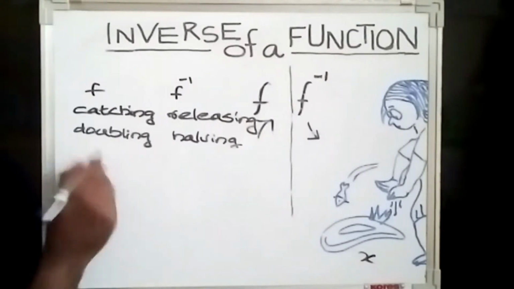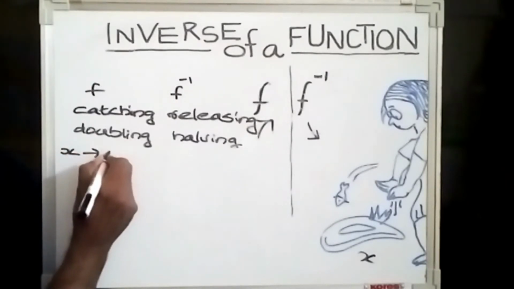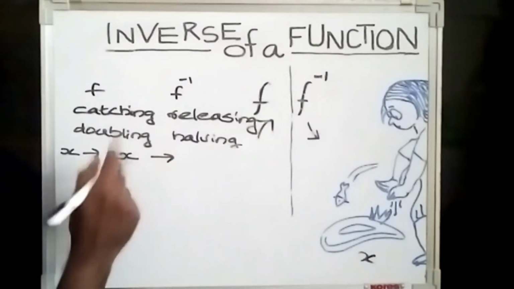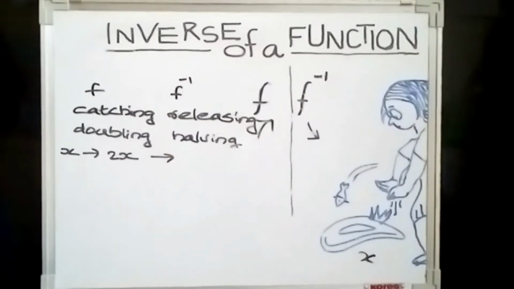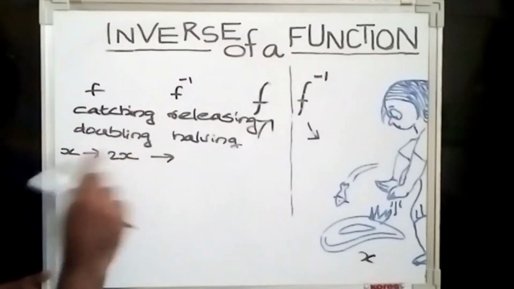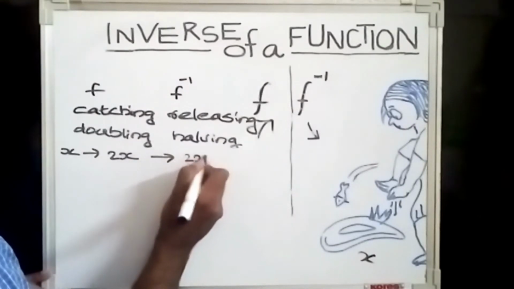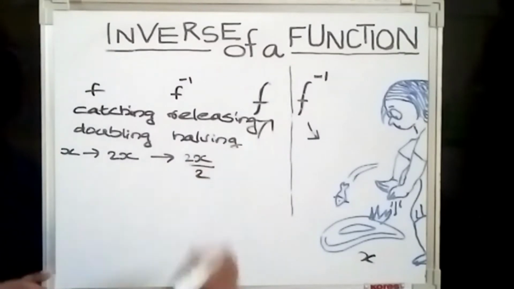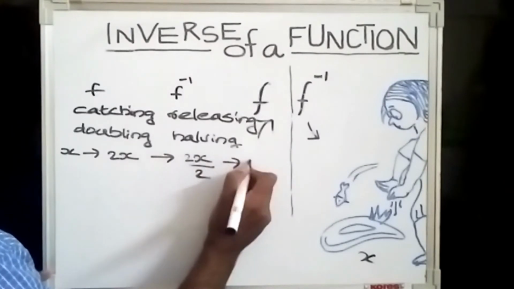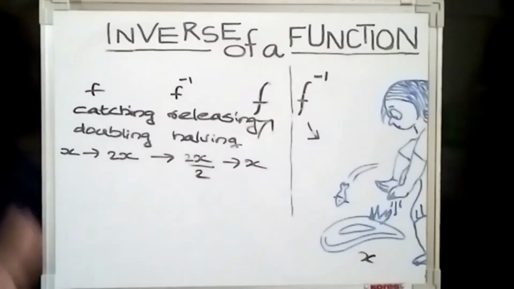That is, in doubling, if x becomes 2x, then after halving, 2x divided by 2 becomes x again. Thus in doubling, applying f, x became 2x, and after applying f inverse, halving 2x by 2, 2x became x itself, as the fish in the pond at last became the fish in the pond itself.